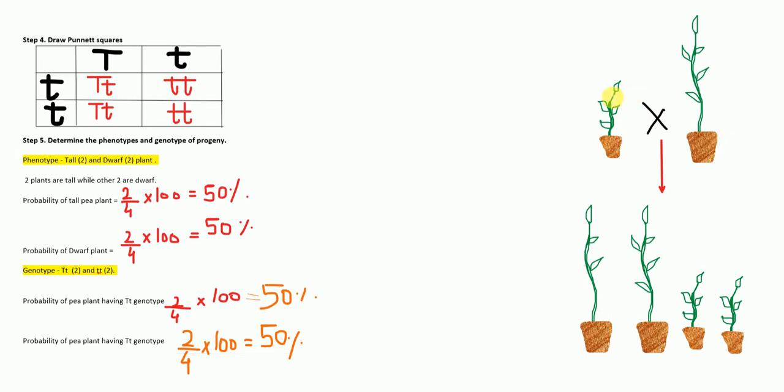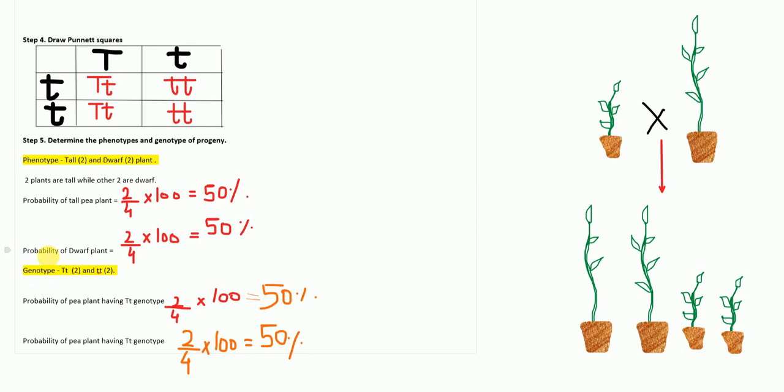So this diagram illustrates that we crossed a dwarf plant with a tall plant, and we are getting 2 tall plants and 2 dwarf plants, and this Punnett square depicts it. In this video, I was most frequently using 2 terms, genotype and phenotype. Phenotype is the physical appearance. So the physical appearance here is tallness and dwarfness, and the phenotype of a plant is determined by its genotype.